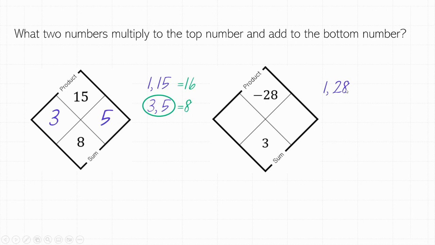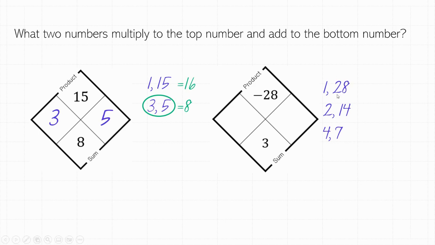It ends in an 8, so I know it's divisible by 2. And then 2 and 14. Factors of 14 are 2 and 7, so I know 7 is also a factor of 28. 28 divided by 7 is 4. It's not divisible by 3 because 2 plus 8 is 10, and 10 is not divisible by 3.